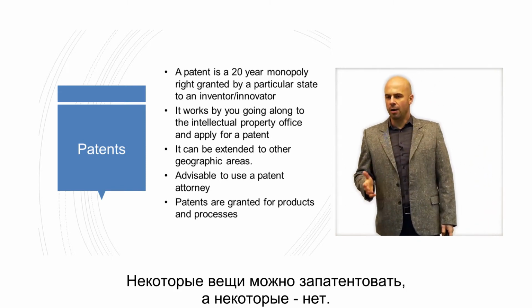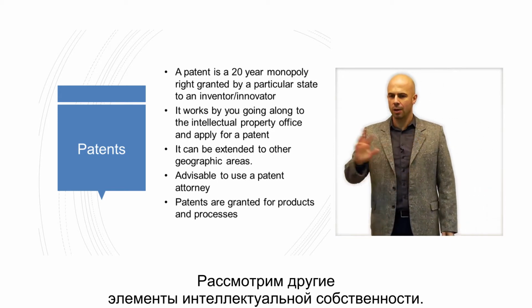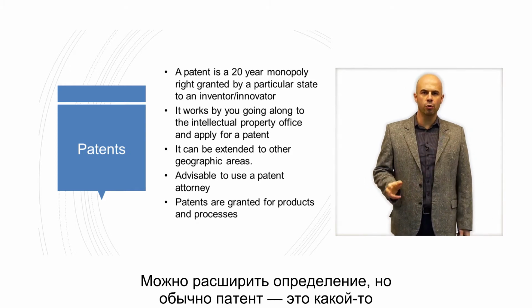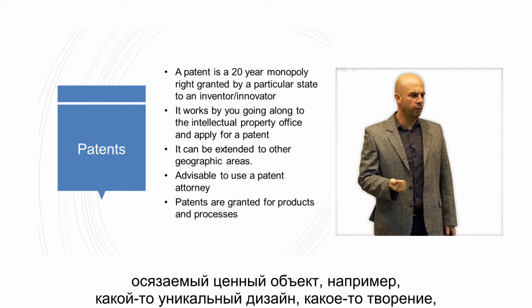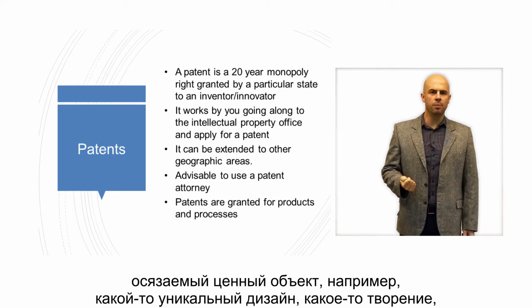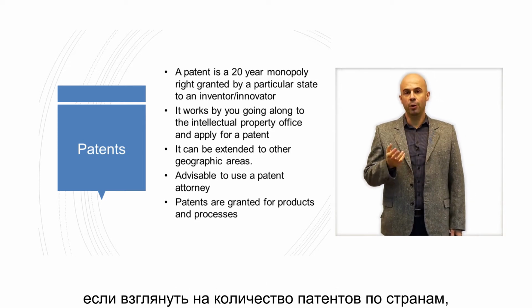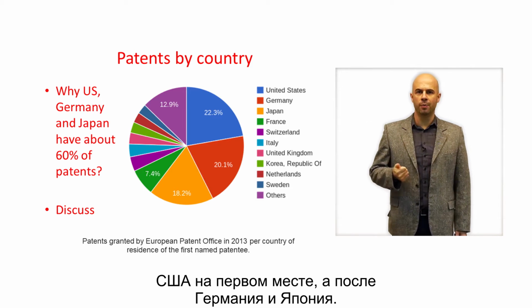Now, there are things that can be registered as a patent and some things cannot. We will look at the other elements of intellectual property. It can be extended, but usually a patent is some kind of tangible asset. For example, some unique design, some creation. If we look at patents by country, the US is number one, followed by Germany and Japan.